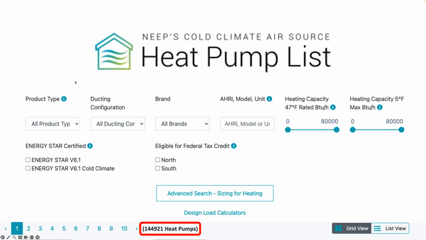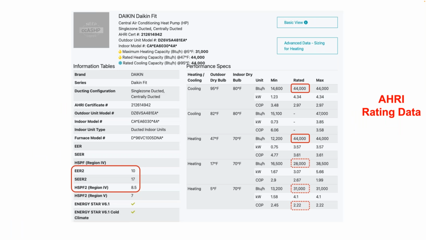And the only criteria to be listed here is that you have to be part of what NEEP considers a cold climate heat pump, which means that it's a variable capacity or variable speed heat pump, and the COP at 5 degrees Fahrenheit for heating has to be greater than 1.75. And so this database obviously has a lot of data. And if you go to any one product, here's an example for a Daikin unit. You can see that it has the AHRI data in it that we're looking for.